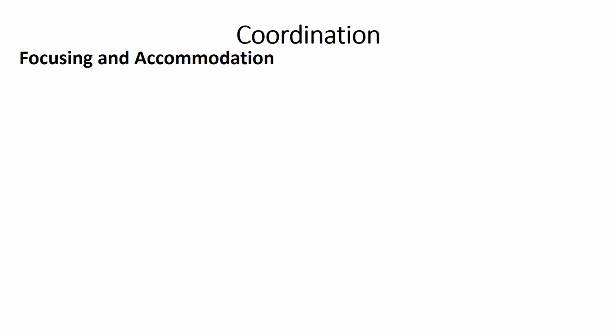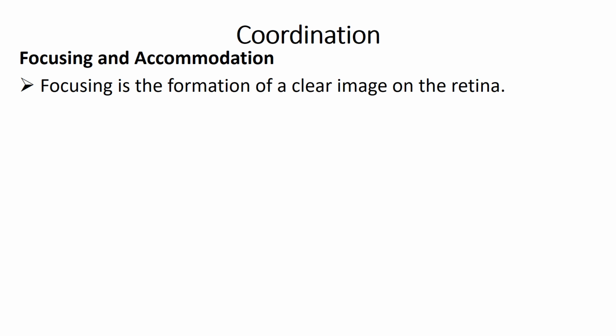So now we go into focusing and accommodation. So focusing is basically the formation of a clear image on the retina. So when light is not reaching the retina, the image is not going to be clear. So for that image to be clear, the light from the object has to reach the retina. So the process is called focusing.